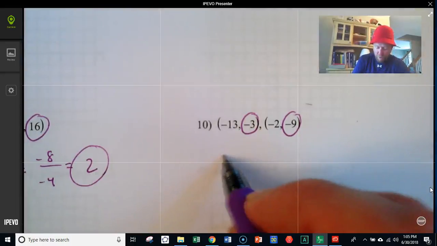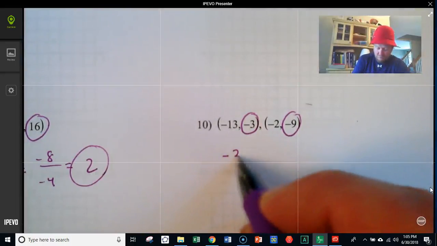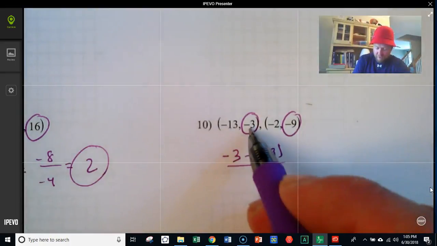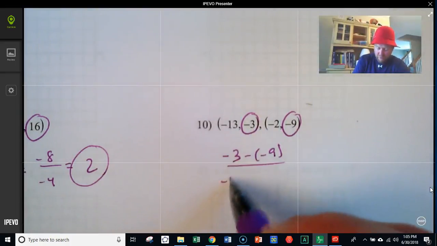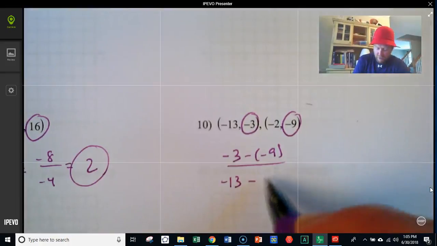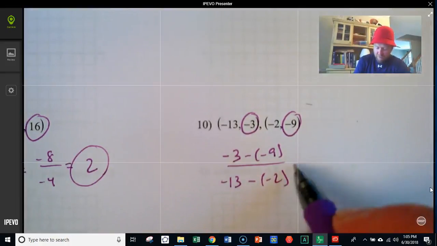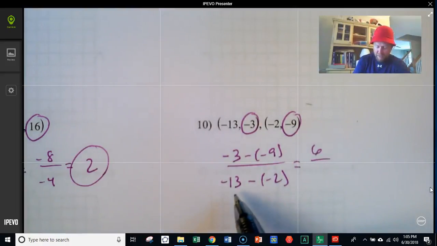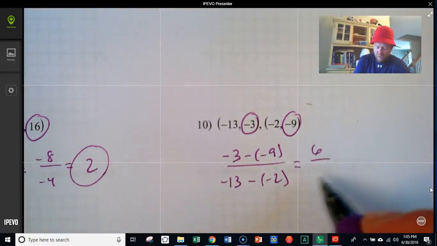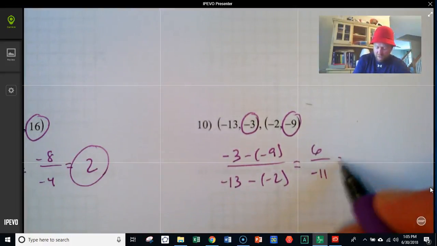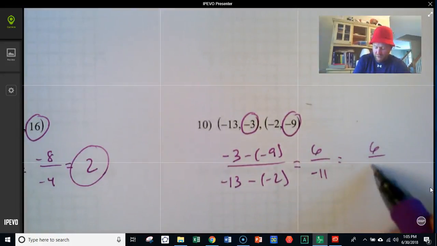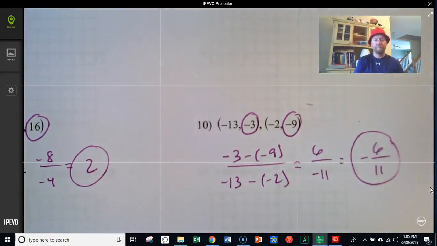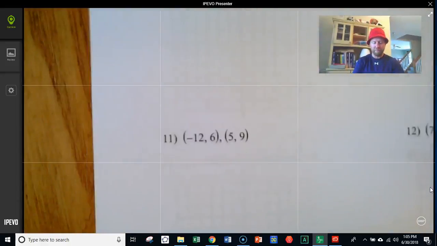Next one here. Just going to circle my y coordinates. I'm going to go negative 3 minus negative 9. Since I started with the negative 3 here, I have to start with the negative 13 here, minus negative 2. Negative 3 plus 9 is 6. Negative 13 plus 2 is negative 11. I'm just going to bring that negative sign up in front of the fraction. Good form. Negative 6 over 11.